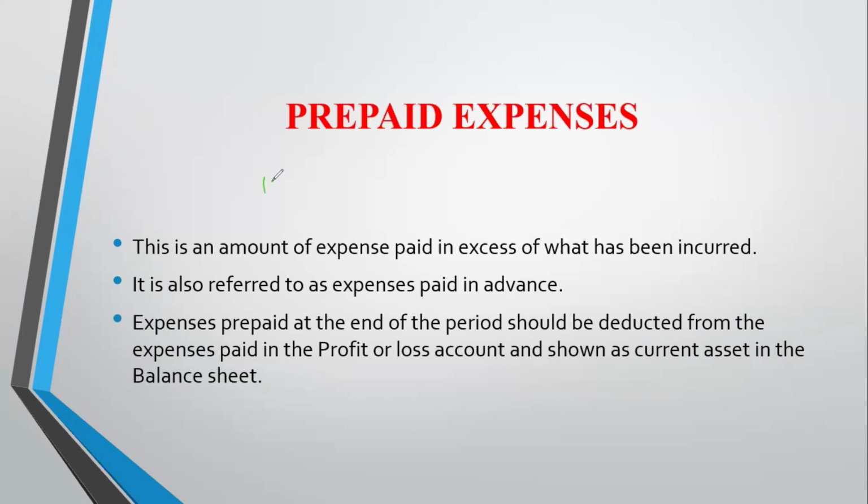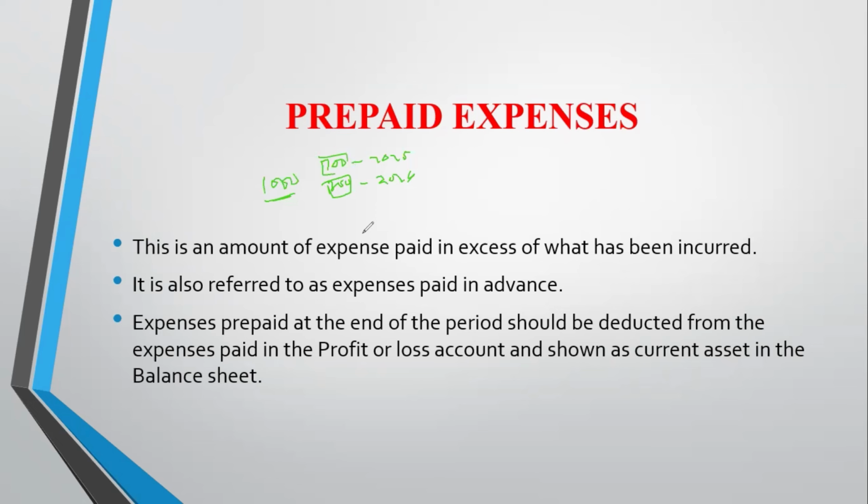So if in that year 1,000 cedis was paid and only 700 cedis is related to 2025 and 300 is for 2026, we are going to record this. But when you are preparing your financial statement, when you write that this 1,000 cedis has been paid, you need to come and less the prepayment, which is 300, and now we have 700, which is related to the current year.